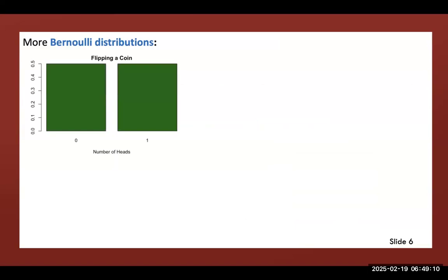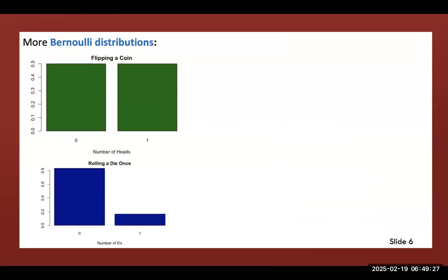Here are some more examples of Bernoulli distributions. If you flip a coin and you let X represent the number of heads, you just flip a coin once. This would be a Bernoulli distribution, and it's also uniform. So here's a situation where you could say this is uniform because the bars have the same height, but it's also Bernoulli. If you roll a die and X counts the number of heads, this is Bernoulli.